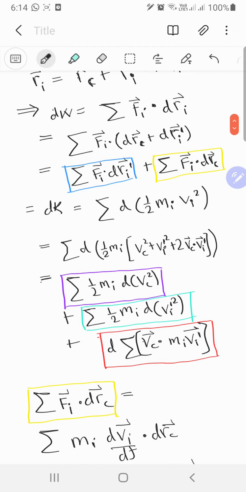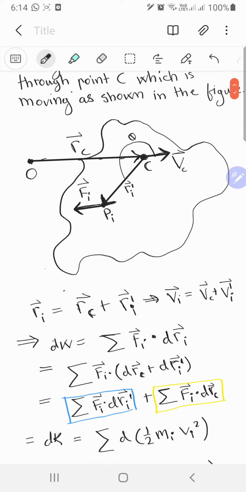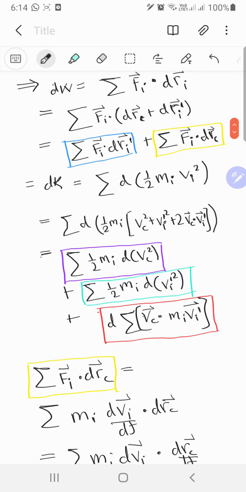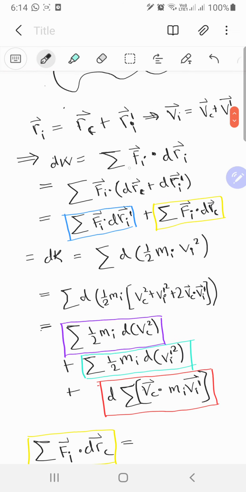Okay, then this work done should be equal to the change in kinetic energy of this complete body because of the work energy principle. And here in the forces we are including all kinds of external forces on this body, we are not including internal forces though.